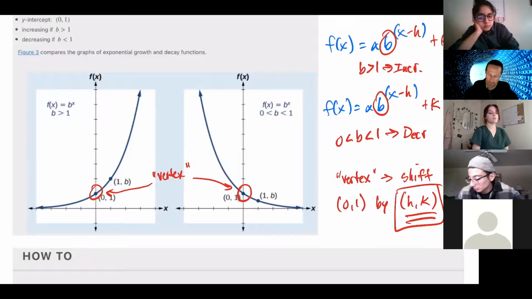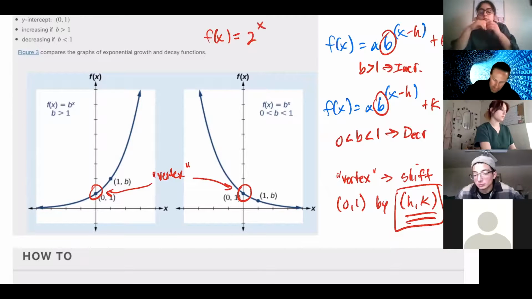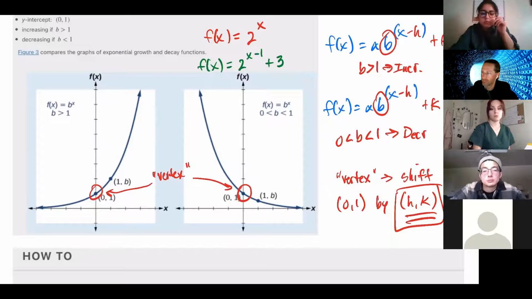So if I go back to my original one that I just did with you all, f of x equals 2 to the x, and I then actually put some shifts on it, and I write 2 to the x minus 1 plus 3, who can tell me what my shift would be? So 3 to the left and 1 down? Richard, you said 3 to the left and 1 down.